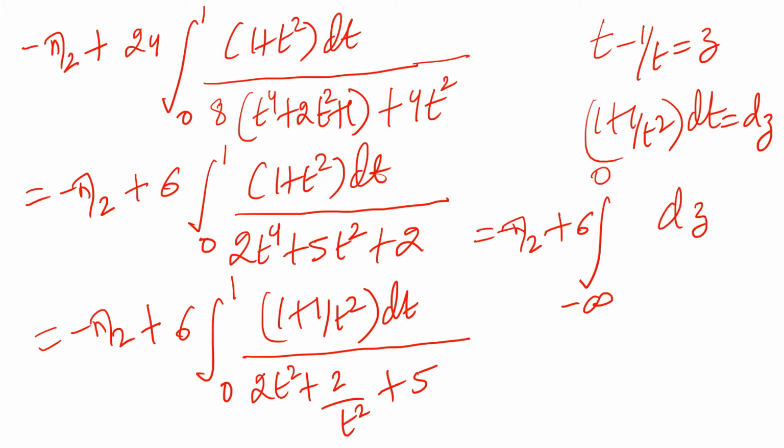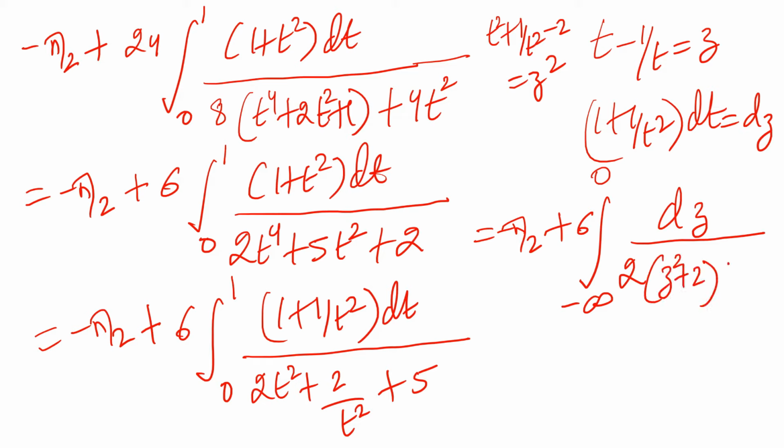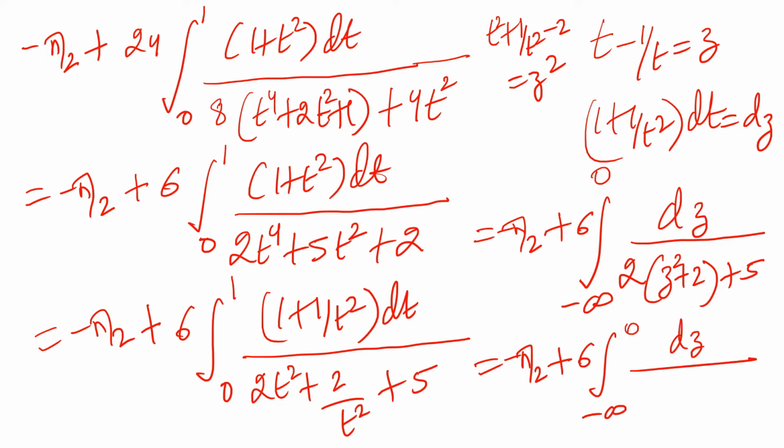And in the numerator we'll be having dz. In the denominator we'll be having 2 times t square plus 1 upon t square. Now students, if we square this expression, we'll be getting t square plus 1 upon t square minus 2 as z square. So that means t square plus 1 upon t square is nothing but z square plus 2. So in the denominator I will be having 2 times z square plus 2 plus 5. Fine. Now we are just close to the answer. It is minus pi by 2 plus 6 times integral minus infinity to 0 dz upon 2z square plus 9.